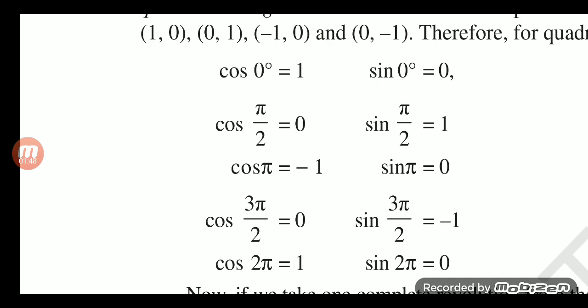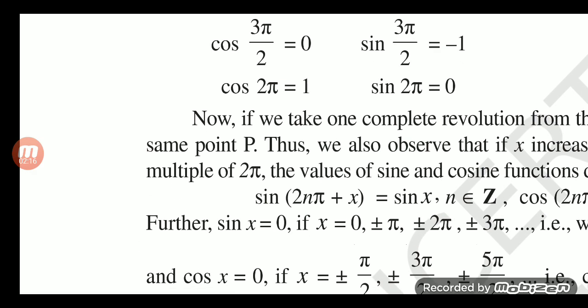Cos 3 pi by 2 will be 0. Sin 3 pi by 2 will be 1. The value will be 1 or 0. It can be minus 1 also. Sorry, the number can be minus 1, but the value will always be 1. So basically the value will be 1, but the number could be minus 1.